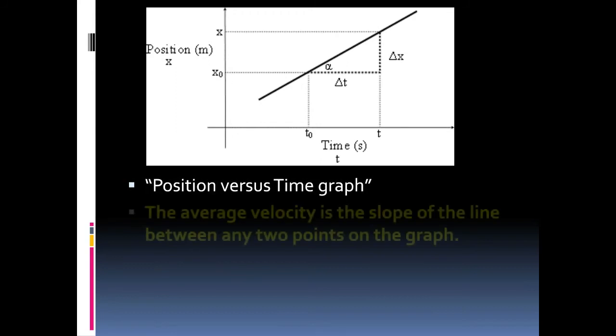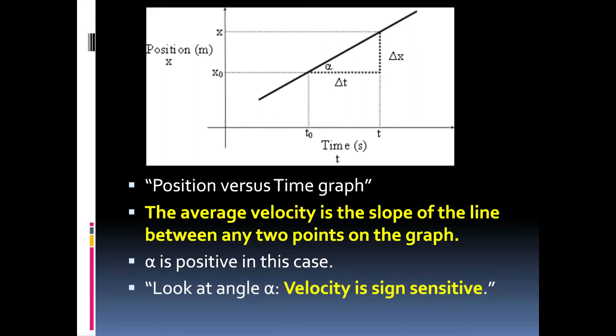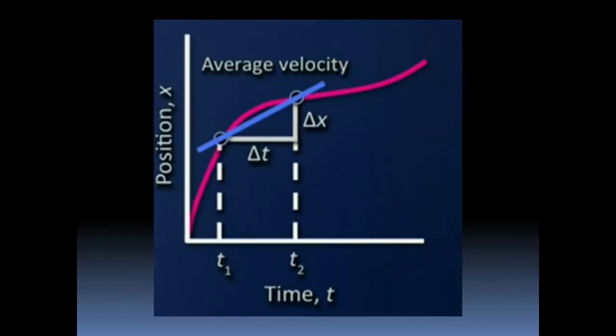So on a position versus time graph, the average velocity is the slope of the line between any 2 points on the graph. Alpha is positive in this case, it's a positive slope, so it has a positive velocity, and it's a constant slope, so it has a constant velocity. If you look at the angle alpha, you can tell what the sign of theta is. It's a positive angle. Remember, angles that go counterclockwise are positive and clockwise are negative, where this would be your terminal side.